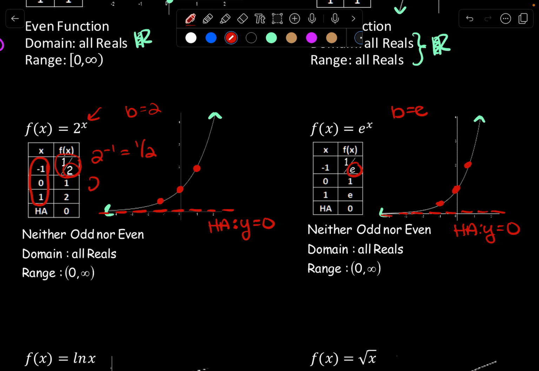And then anything to the power of 0 will be equal to 1. So it's going to be the same for both of these. So we see that in the table of values. And then anything to the power of 1 is going to be equal to itself.